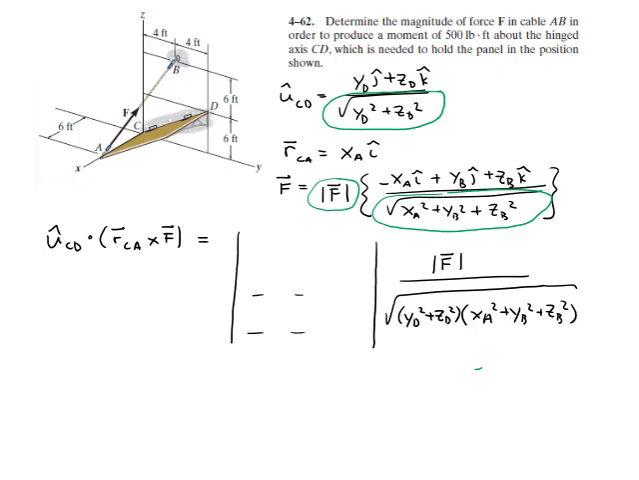Let me now fill out the coordinates of U CD. There's no x coordinate, here I have yd, and here I have zd. Then for the components of R, I just have xa here, and then 0 and 0. And finally, for F, I have minus xa, yb, zb.